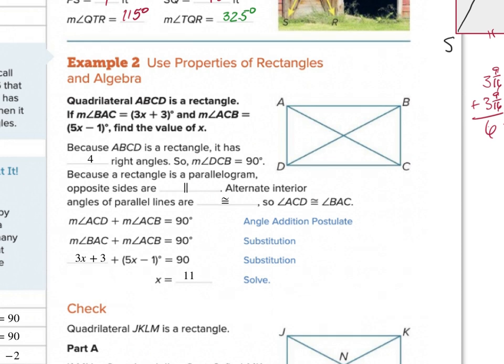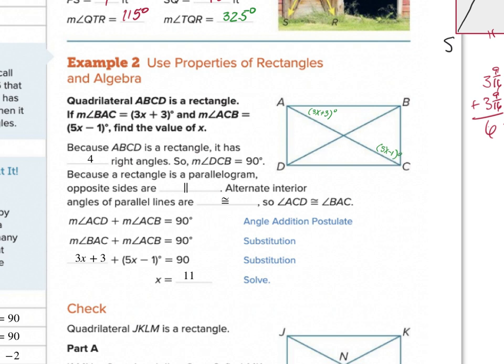Let's see, what if they told us? How about BAC, this angle measurement right here, is 3x plus 3 degrees. ACB, this angle measurement right here, is 5x minus 1. And it says find the value of x.